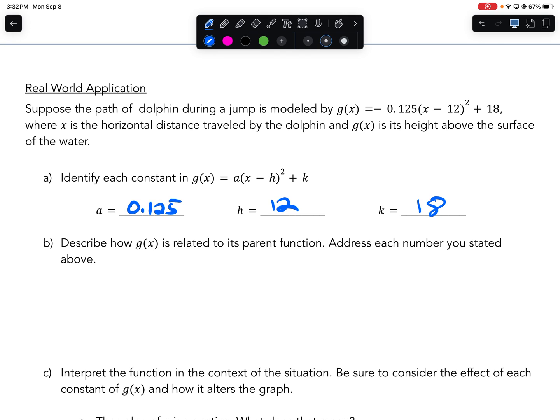So we want to address each number you stated. And I'm going to say, because this is the absolute value of A, right? And the negative is what makes it upside down. So what does the negative do? Reflect x. So I'm just going to put it in parentheses and write reflect x-axis.